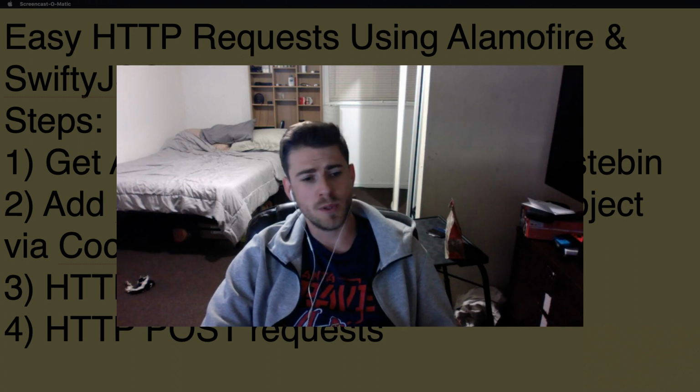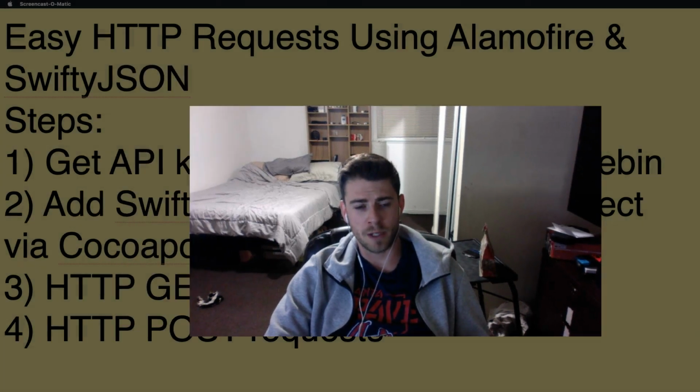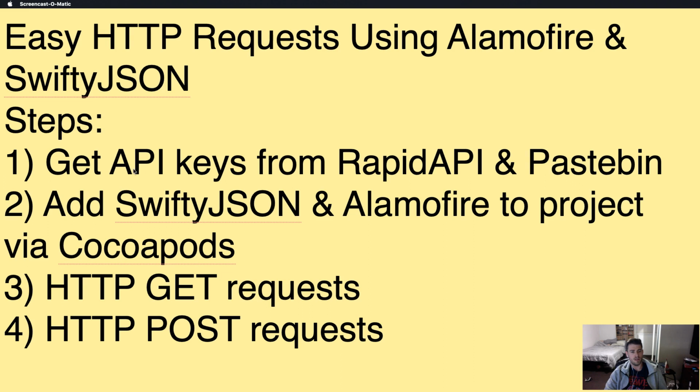Now, without further ado, let's go over how we're going to make this happen. It's a four-step process. You're going to sign up with RapidAPI and Pastebin to get the API keys that you need to pass in. There are some APIs out there that you don't need a key for, but for these, we're going to use a key just to show you how that process works with parameters, headers, etc.